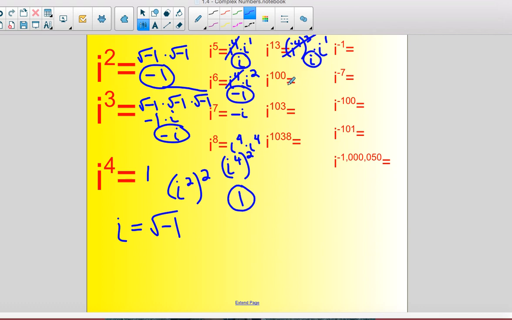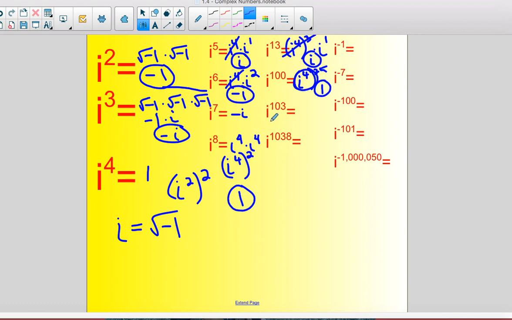Right? i to the 100, same thing, it's i to the fourth to the 25th, which is the same thing as 1 to the 25th, because this whole thing is equal to 1, and 1 to any power is just 1. Basically, if a number here divides evenly by 4, then the answer is just going to be 1, because you could rewrite it as i to the fourth to the something.